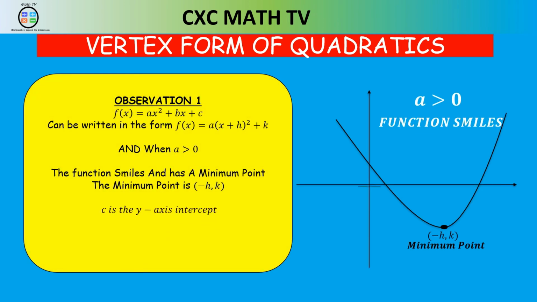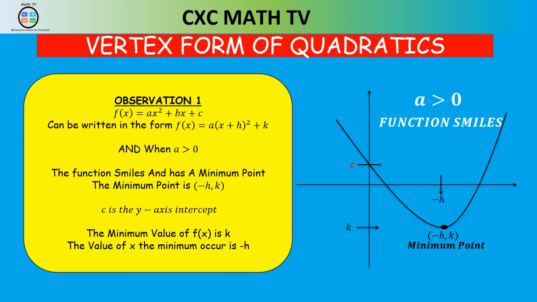The minimum value of f of x is going to be k, and the value of x where the minimum occurs is negative h. So looking at the graph right there, as you can see, when a is greater than 0, the function is smiling. And once the function is smiling, it's going to have a minimum point. The minimum point is minus h, k. And we can see the y-axis intercept is still c. We can also see that the minimum value of the function, that y value, is k, and the value of x where the minimum occurs, that's negative h.